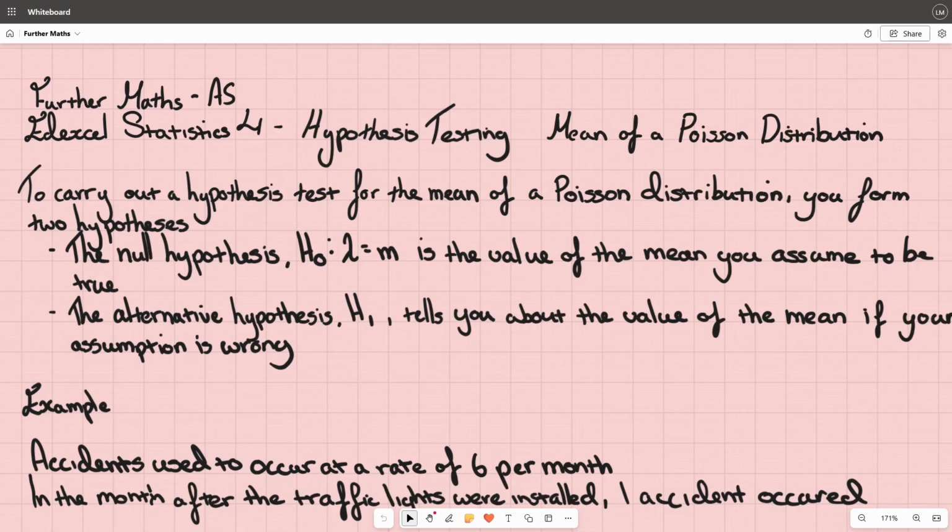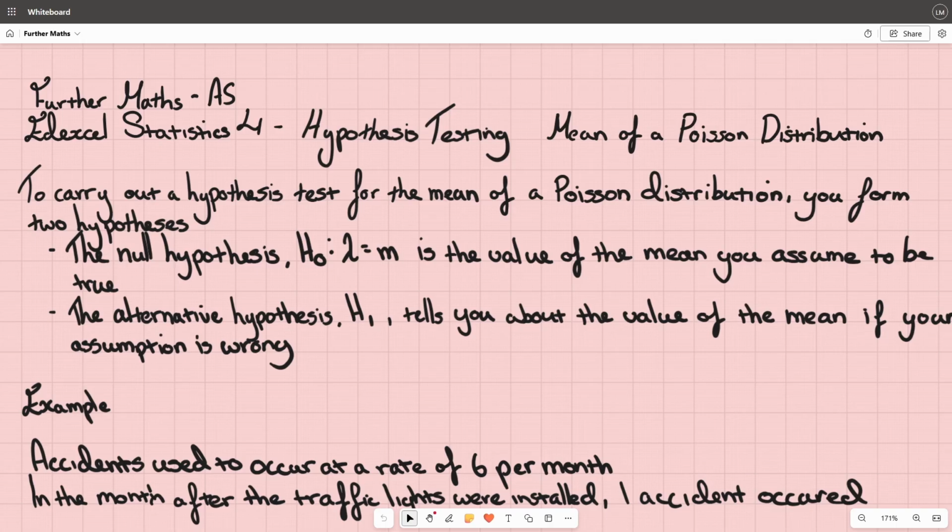To carry out a hypothesis test for the mean of a Poisson distribution, you form two hypotheses. First is the null hypothesis, H0, where lambda is equal to m, and that is the value of the mean you assume to be true. And then there's the alternative hypothesis, H1, which tells you about the value of the mean if your assumption is wrong.